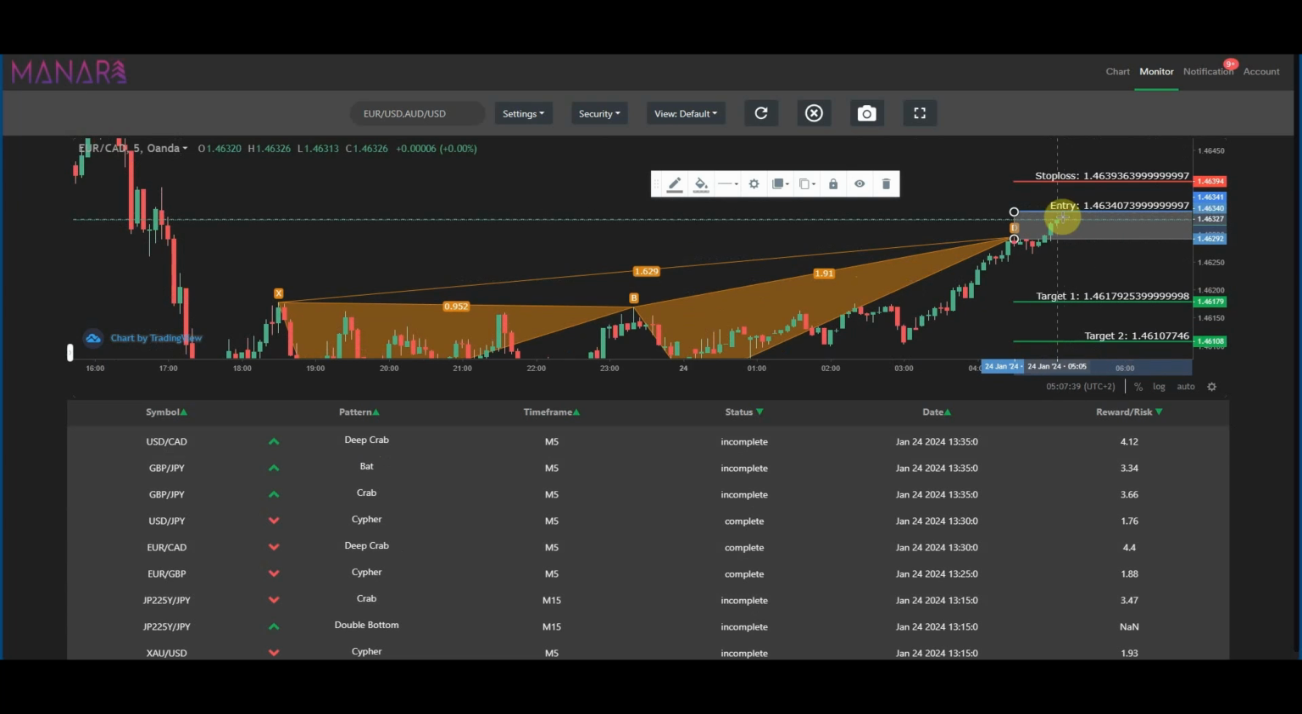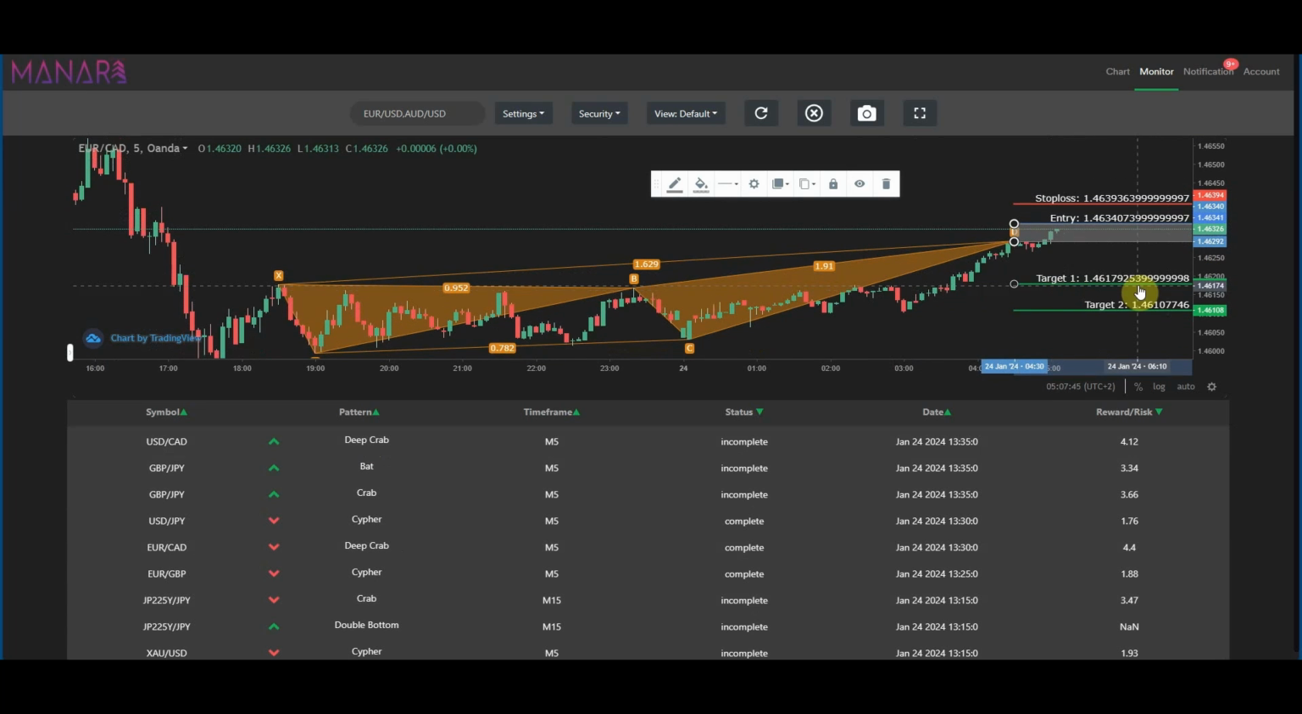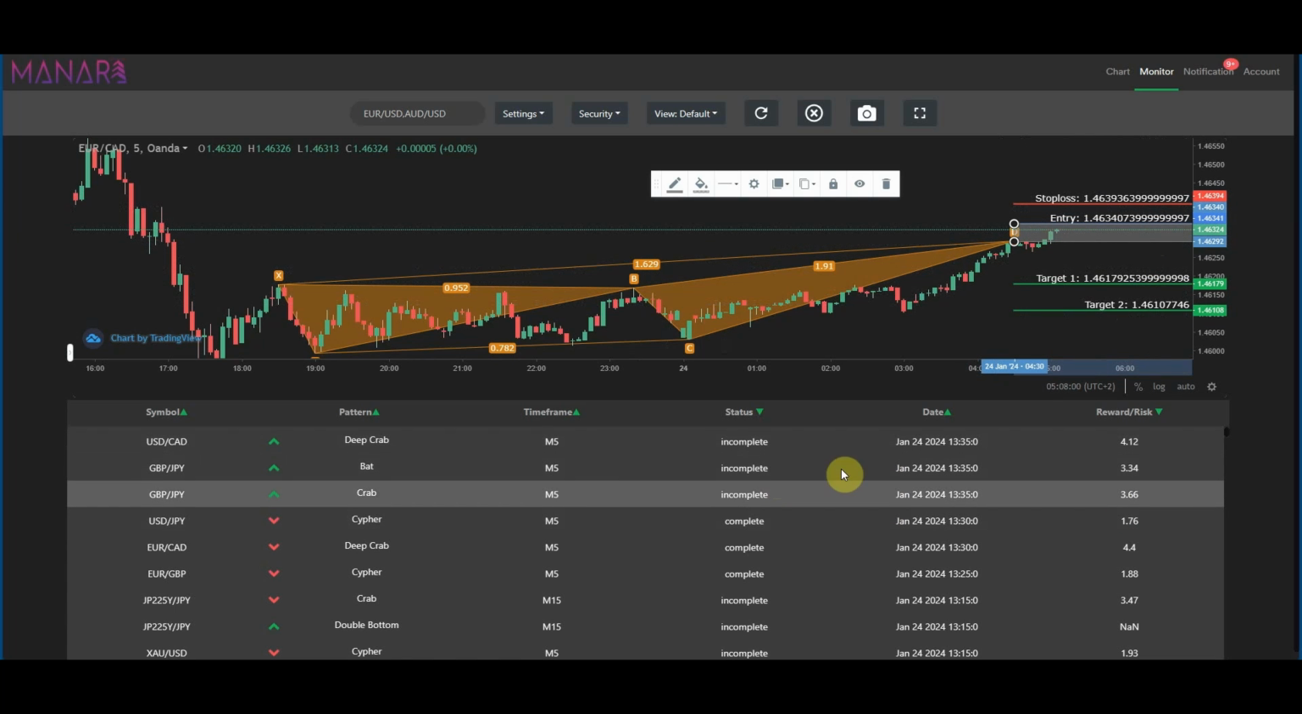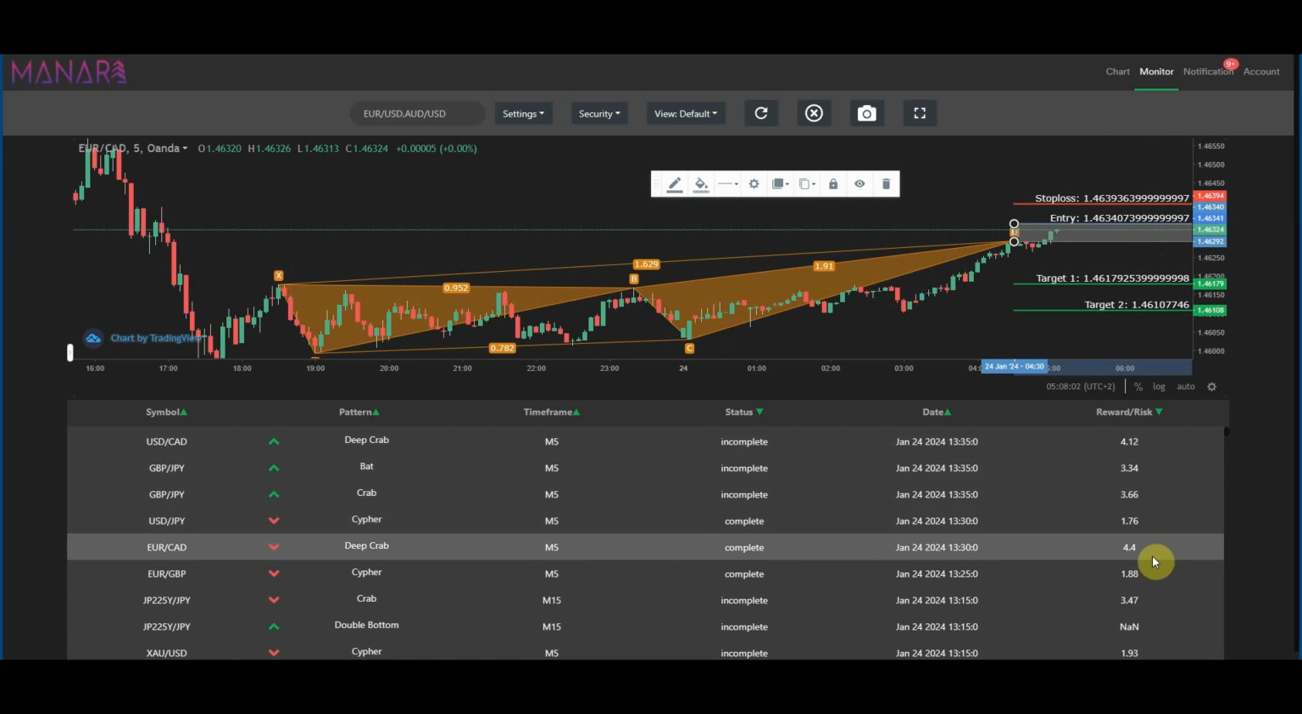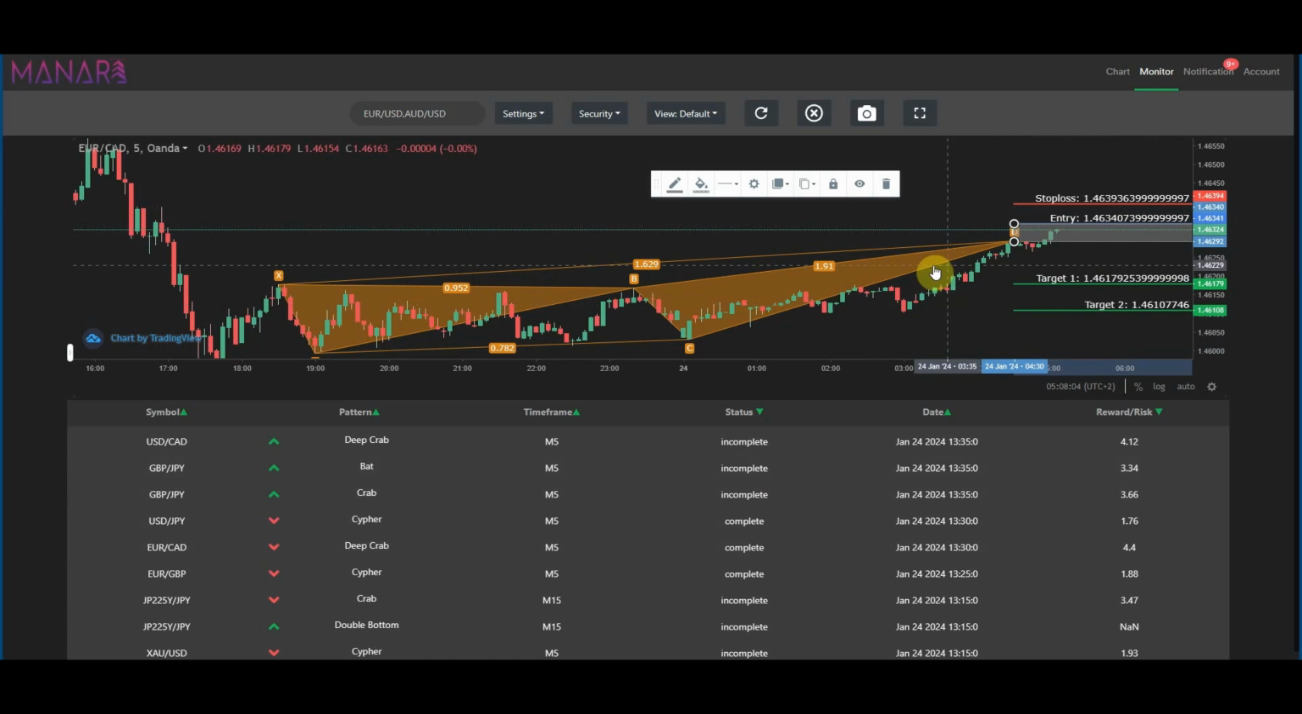So this one's still in progress. We haven't quite gotten up to the entry just yet. And the target is outlined again. What direction are we going here? We're going short because the entry is above the targets, target 1 and 2. The stop loss is very close, but it's a 4.4, I believe it was, risk reward. So that's a really good risk reward if it does pay off.